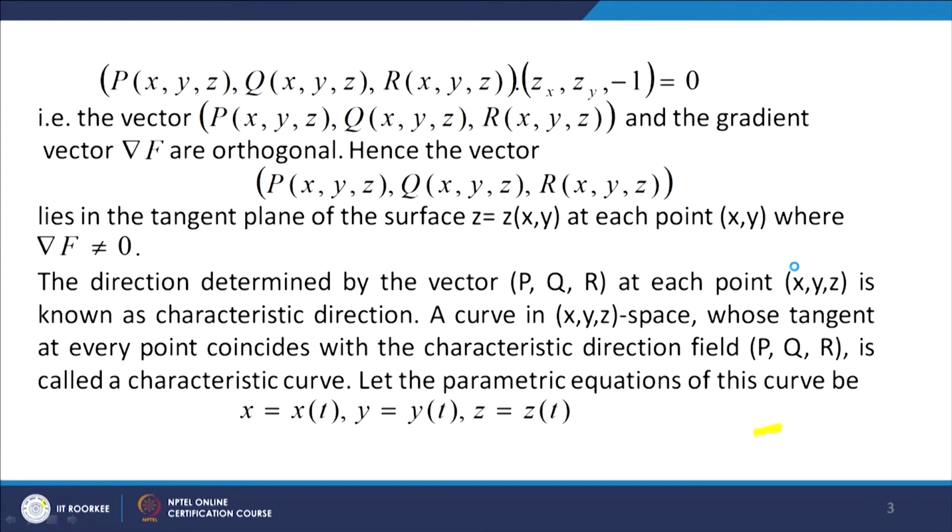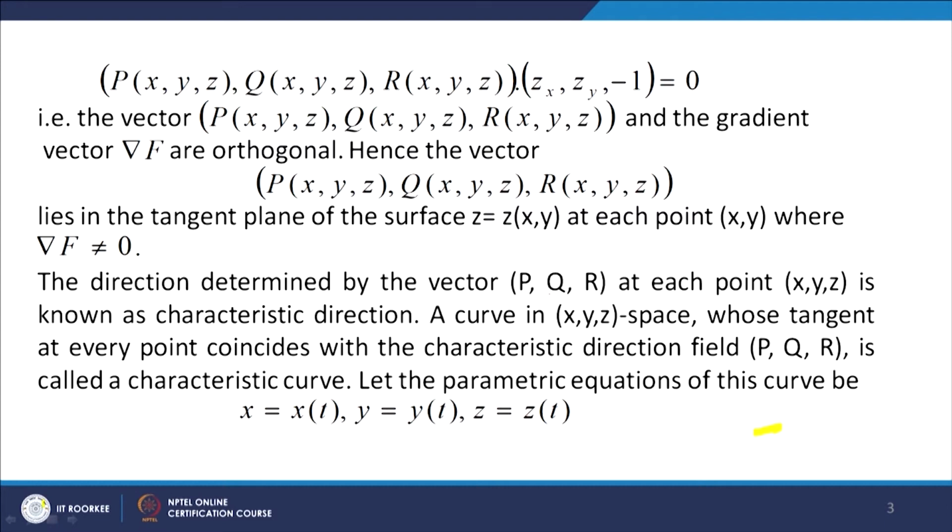So what do we obtain? The vector (P, Q, R) is orthogonal to the vector (z_x, z_y, -1), but (z_x, z_y, -1) is a vector along the normal to the surface f(x, y, z) = 0. So the vector (P, Q, R) is a vector which lies in the tangent plane to the surface z = z(x, y) at each point (x, y) where the gradient of f is not 0.